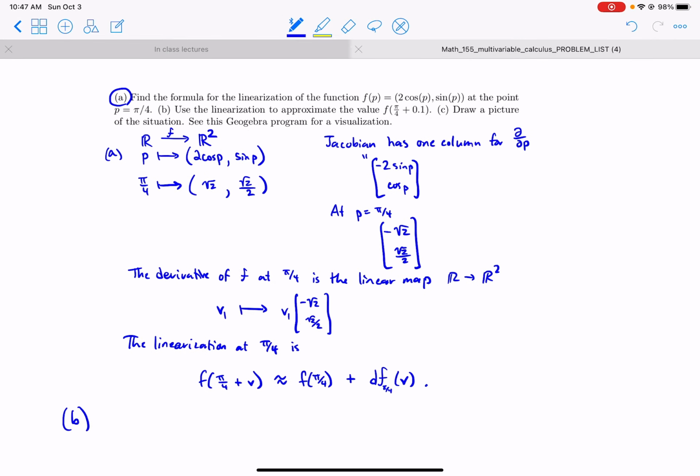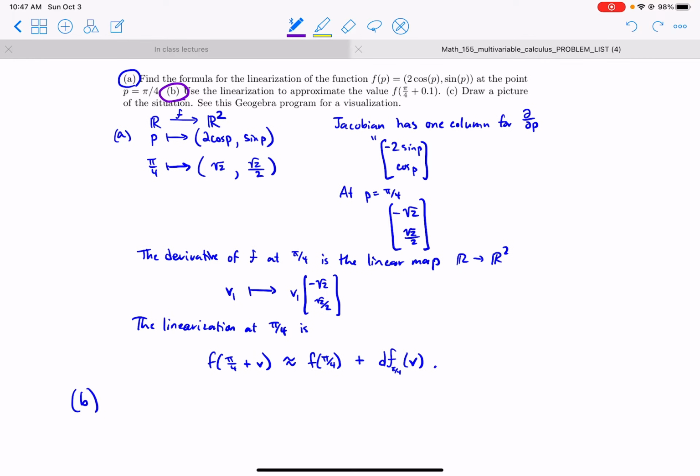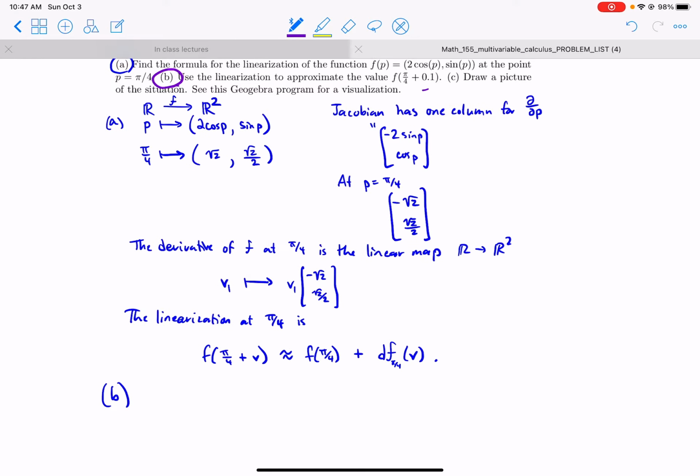Part B, use the linearization to approximate the value f of pi over 4 plus 0.1. So if you forget that linearization is just linear approximation, just another word for it, you could look at part B and see that, oh, I bet this is the linear approximation formula. And this is an important skill in math, to be able to try to figure out what people's words mean. Okay, so now we're going to take 0.1.